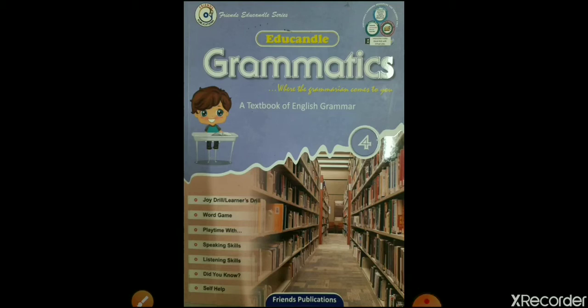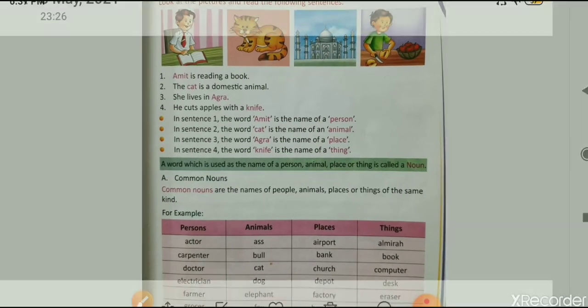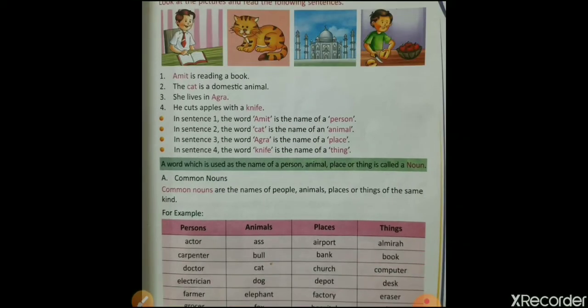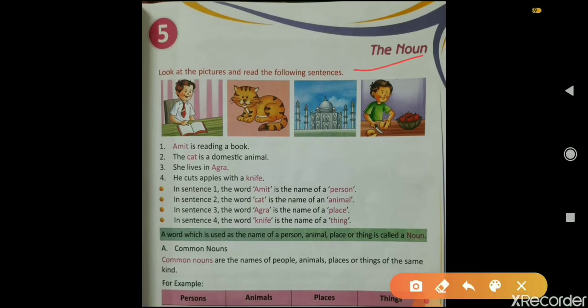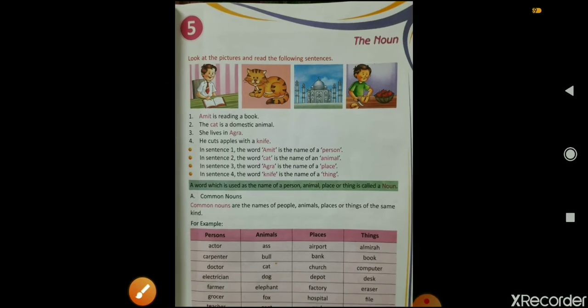Students, before your summer vacations, we had already completed lesson number 1 to lesson number 4. And also in my last video, before your summer vacation, I had already explained to you lesson number 5, the noun. So you can go through that exercise in order to revise this lesson, the noun. Now today in this video, we will start with exercise A.